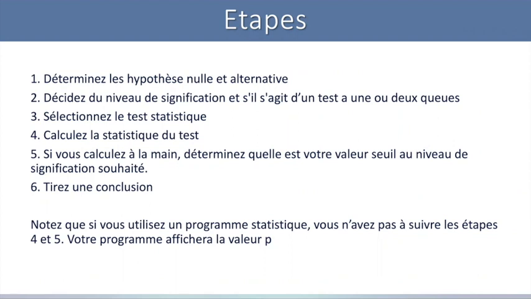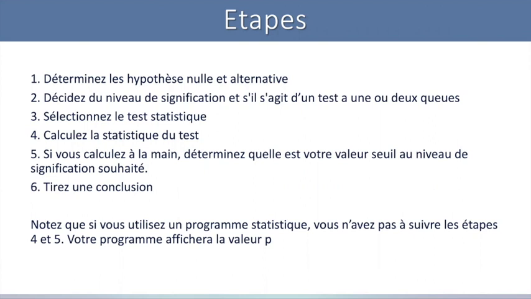Next, select the statistical test you want to use. We will talk a lot more about this today. Then, calculate your test statistic. If you are calculating by hand, determine what the threshold value is for the level of significance you have decided, the critical value, at which you will reject the null hypothesis or not. Finally, draw your conclusion. Will you accept or reject the null hypothesis?